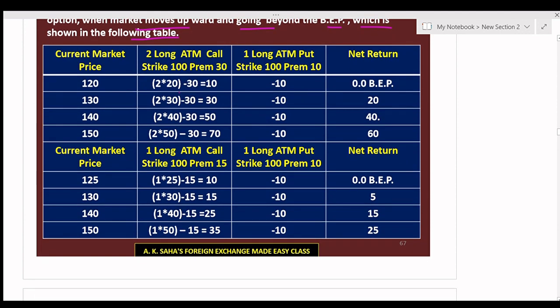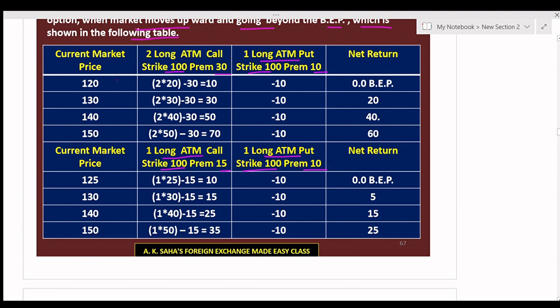In the table I compared the 2 strategies. One is buying 2 call options at the strike price of rupees 100 and premium 30, and 1 put option, strike price is 100 and premium is 10. Another strategy is buying 1 call option, strike price is 100, premium is 15, and 1 put option, strike price is 100 and premium is 10.